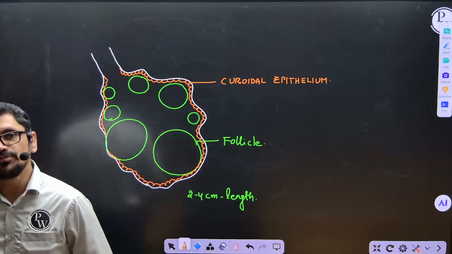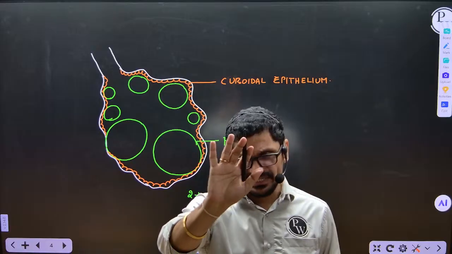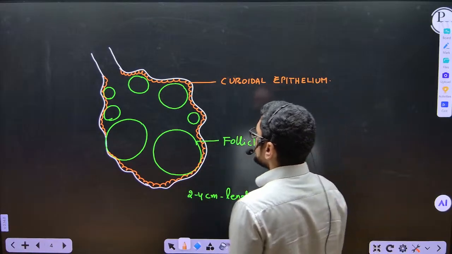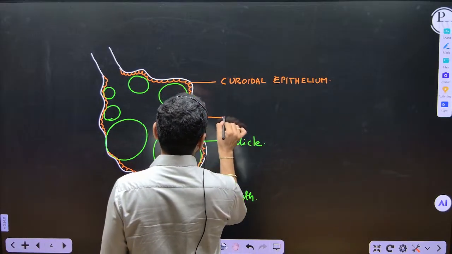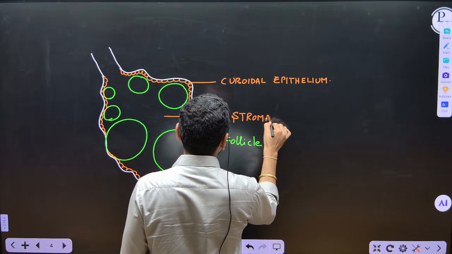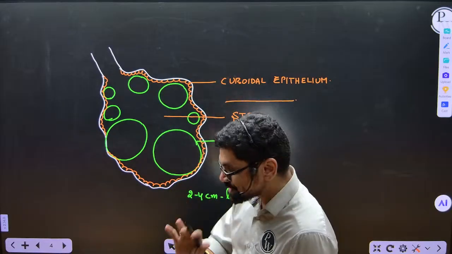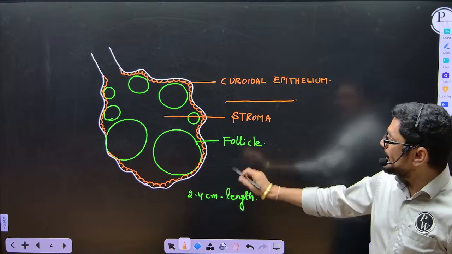Tunica albuginea is another layer. Lamina propria is another layer. So many layers are present. I will explain, don't worry. Now, this is called stroma. Here I have to explain one more layer, that is tunica albuginea. I will explain as I told. Please wait. And now this is stroma.